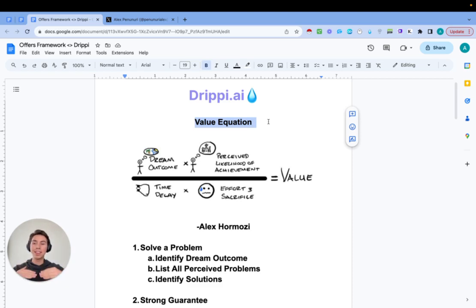So you want the numerator, everything above the black line, to be as high as humanly possible, and you want the denominator, anything below the black line, to be as low as possible. So you want dream outcome and perceived likelihood of achievement to be super high, but you also want it to be super quick, and you want close to zero effort from the client, customer, or prospect to achieve that dream outcome, which has to do with the perceived likelihood of achievement. If you have something that people really want and they know you can give it to them instantly without any effort, then that's insanely valuable, okay? And that's what we need to build.